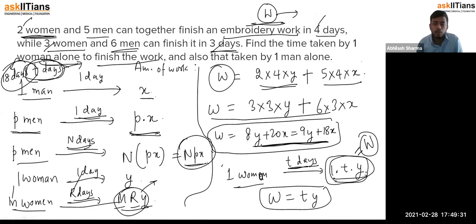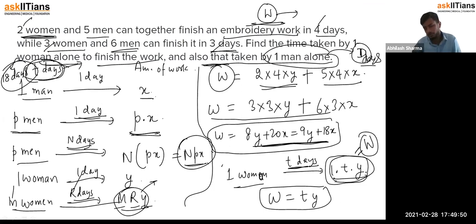Now we also have to find how much time one man would take alone to complete the entire work. So let us say, what should we assume? Let's say he would have taken D days. Okay, let's say D days he would have taken.